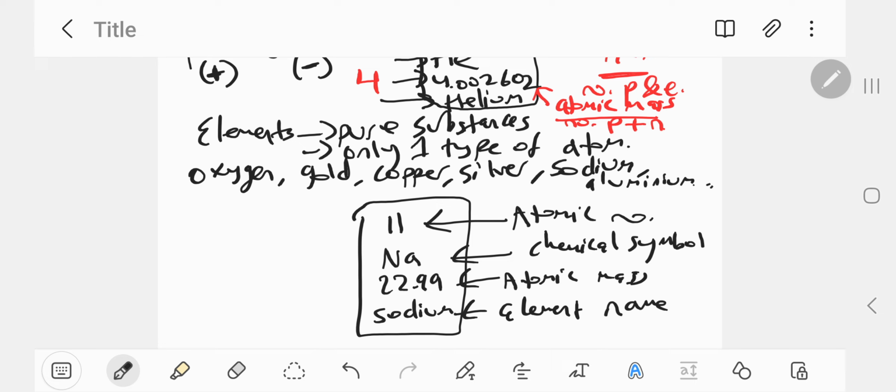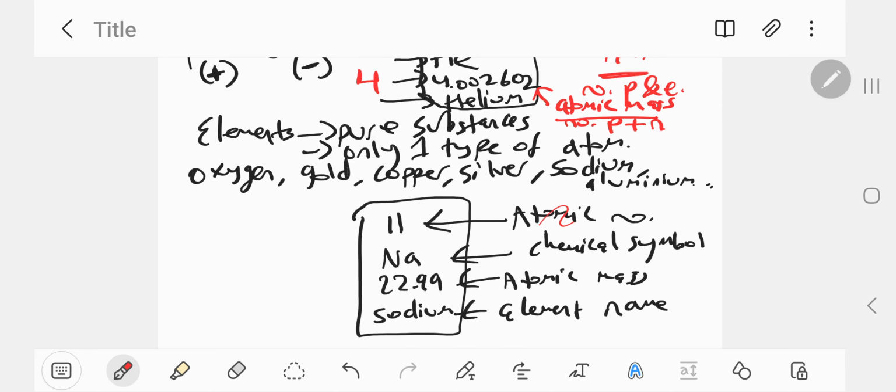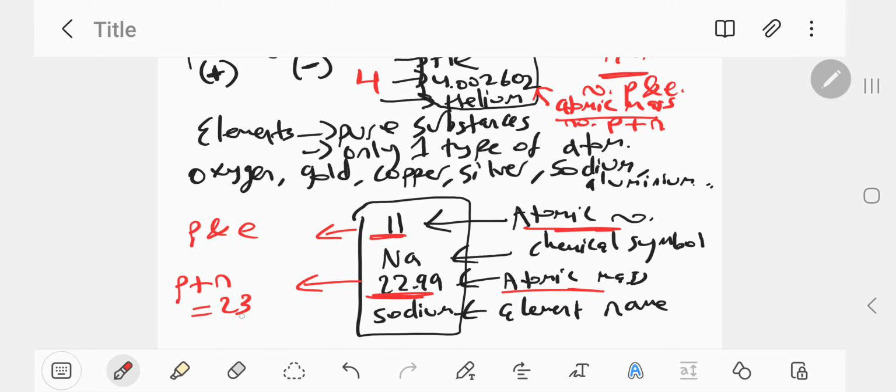Always think of this as well. The atomic mass is always bigger than the atomic number, okay, typically. Okay, atomic number, so let's suppose in the exam they ask you how many protons and electrons sodium has. Look at the atomic number. It's 11. 11 protons and 11 electrons. How many protons and neutrons? We look at the atomic mass. Protons plus neutrons. Now this, you have to round it up. 22.99 is about 23. So there's 23 protons and neutrons.